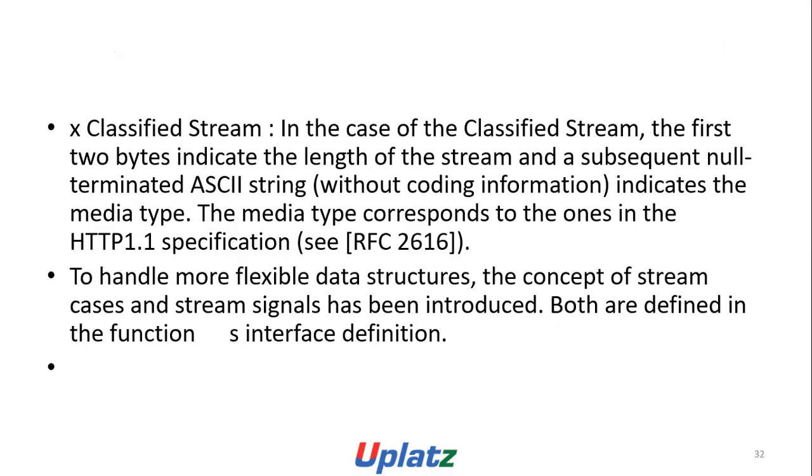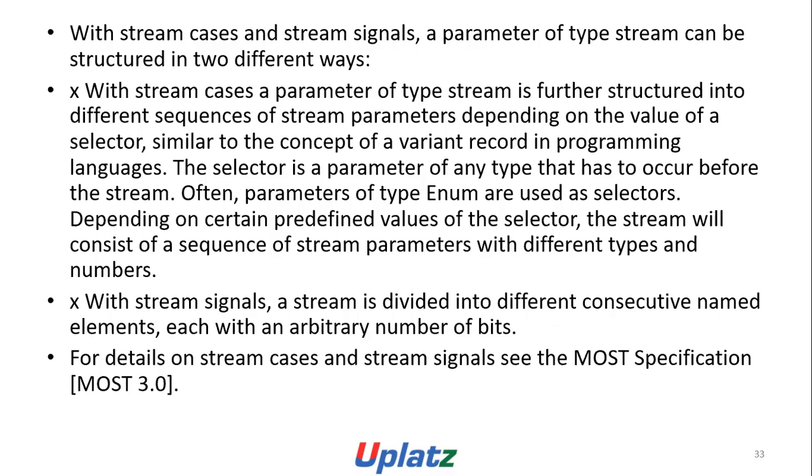To handle more flexible data structures, the concept of stream cases and stream signals has been introduced. Both are defined in the function's interface definition. With stream cases and stream signals, a parameter of the type stream can be structured in 2 different ways. With stream cases, a parameter of type stream is further structured into different sequences of stream parameters depending on the value of a selector, similar to the concept of a variant record in programming languages.